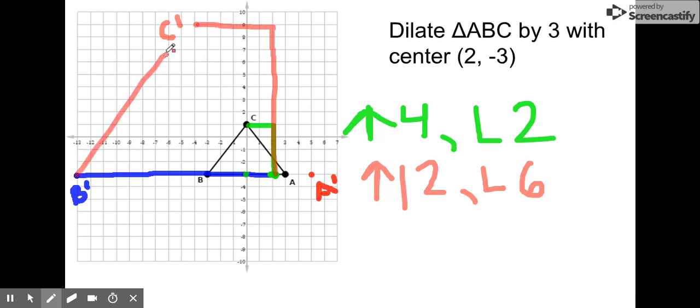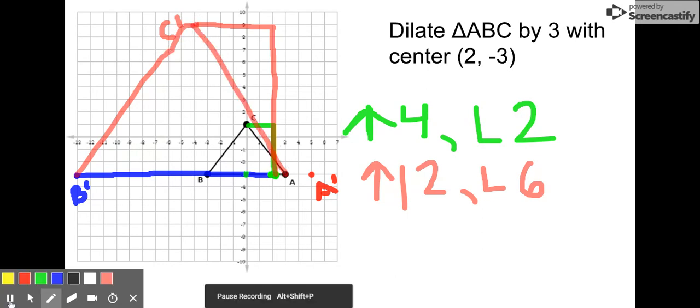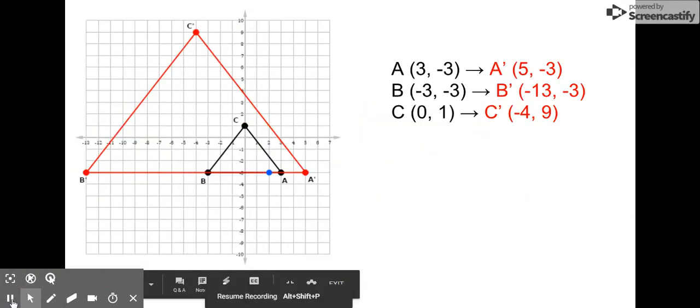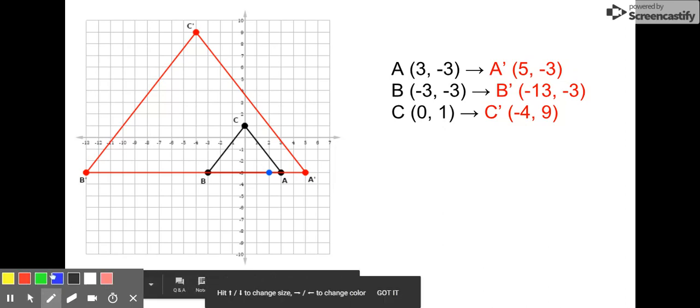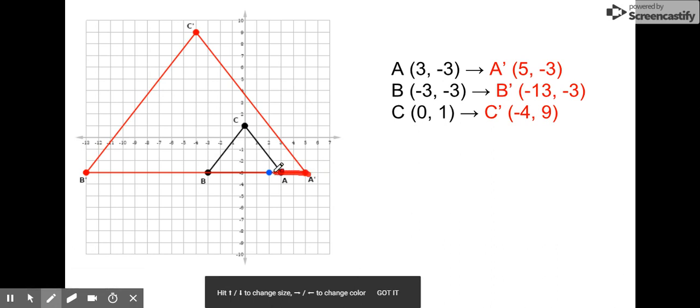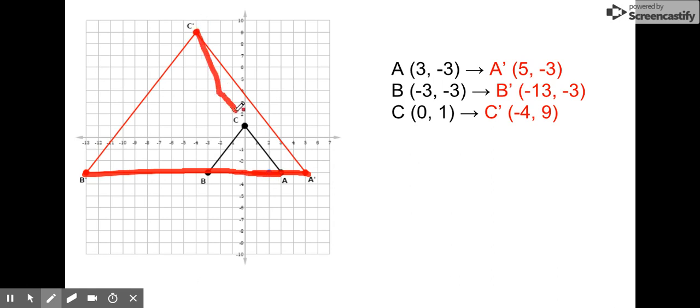Now we just have to make sure we connect all of our image points. So connect A prime, B prime, and C prime. And you should have a pre-image that looks like what's in black, and we should have an image that looks like what's in red. So we can see, again, we talked about the properties of dilations. We know that connecting your pre-image points to their image points is going to give you a line that passes through the center of dilation. And that's a way to verify that you actually dilated correctly. Sometimes it's helpful to use a ruler to really make sure you're being precise.